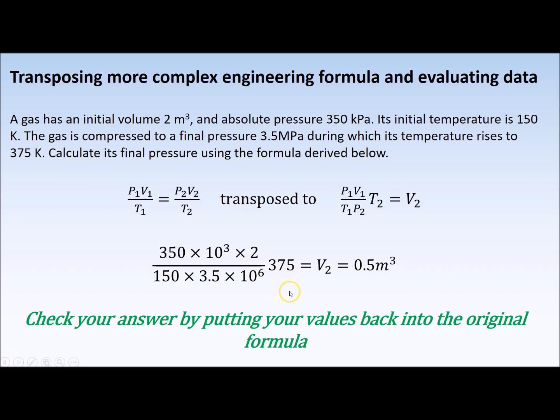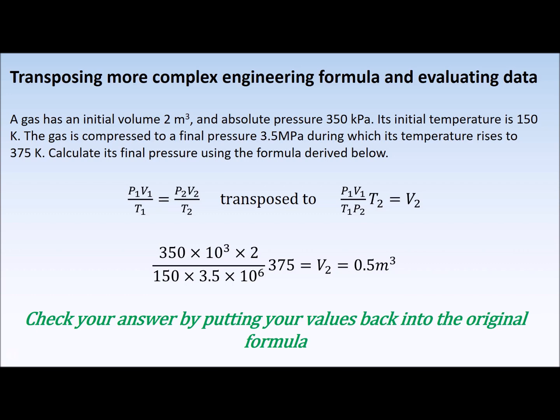Now if you punch all that into your calculator, it should give us our final volume, which is going to be 0.5 meters cubed. So we've got 2 meters cubed. For example, like a piston in a cylinder, the volume of that piston, or the air gap in that cylinder, has been compressed from 2 meters cubed all the way down to 0.5 meters cubed, and in that process the pressure has increased and so has the temperature.